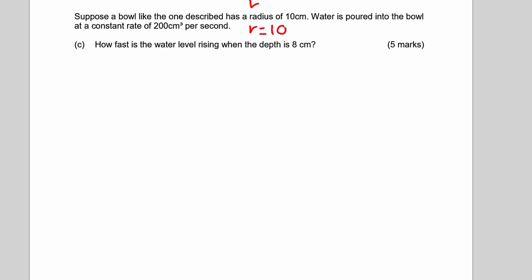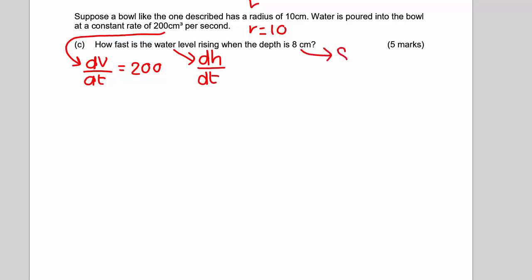Now, suppose the bowl, like the one described, had a radius of 10. So they're telling us that. So that's r equals 10. Water is poured into the bowl at a constant rate of that. So that's telling me dV by dt equals 200. How fast is the water level rising? They want dh by dt when the depth is 8. Now this is constant throughout. This is only at the end.